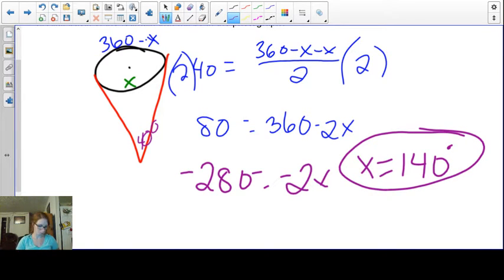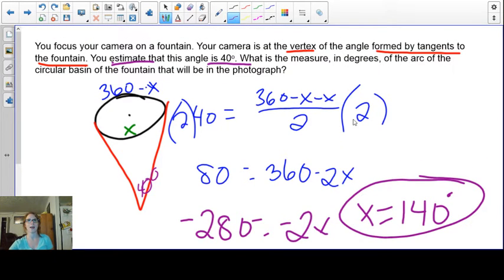So the hardest part about this problem was looking at what we needed to label for our picture. Because we really need to draw pictures when we have word problems. They're the only way to make sense of what's being asked in the problem.